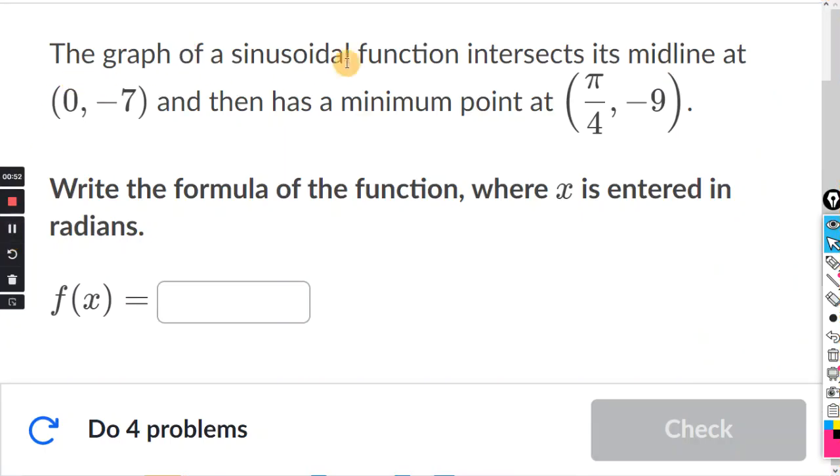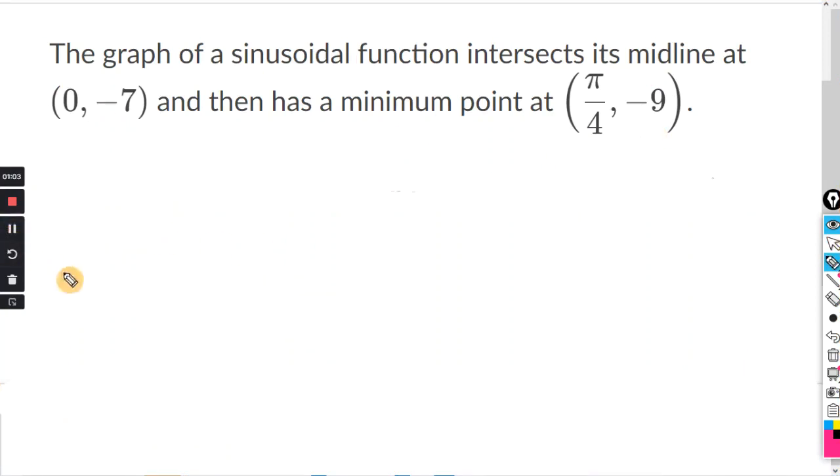The graph of a sinusoidal function intersects its midline at (0, -7), and has a minimum point (pi over 4, -9). Write the formula. So I highly recommend you sketch one period of each function. Okay, so I'm going to do that first. And by the way, it says sinusoidal. That could mean sine or cosine.